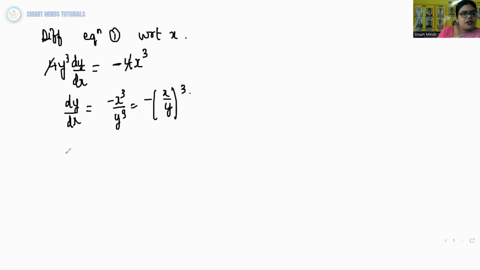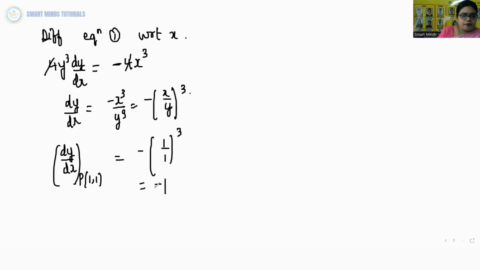Now if I substitute dy by dx at the given point, what is the point given? 1, 1 is the point given. So that is minus 1 by 1 whole cube, that is equal to minus 1. Now let's say we got the dy by dx value, no? We will take it as equation number 3.